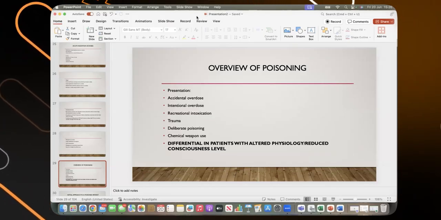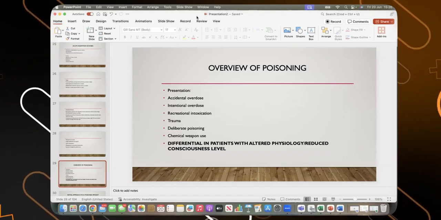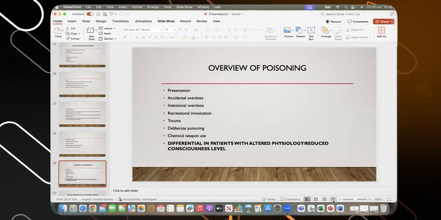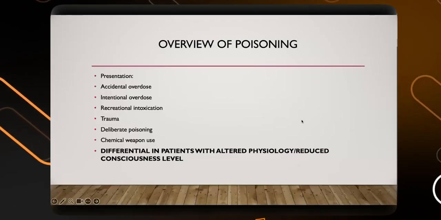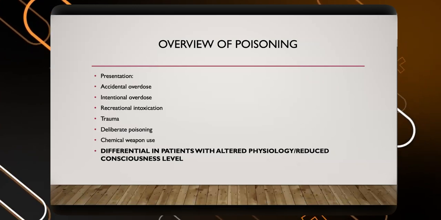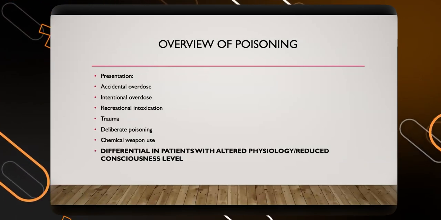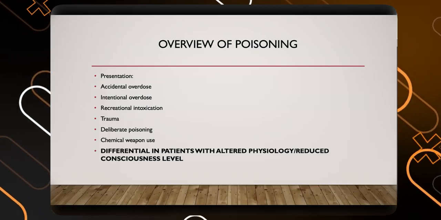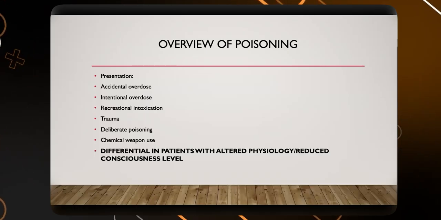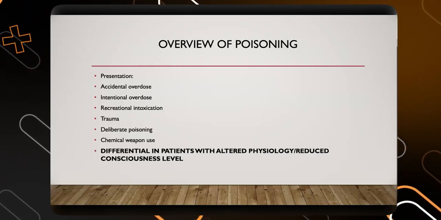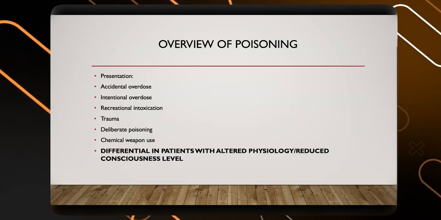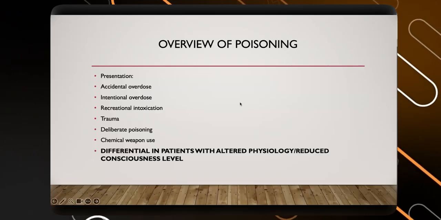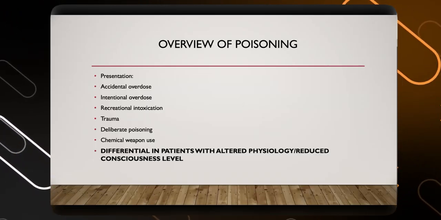Okay. So I'm moving on to poisoning or toxicology, which is quite a big topic, and I've tried to cover as much as I can in this. So how I'm going to discuss this topic is, overall overview of poisoning firstly, which is presentation, which is how do patients present with poisoning to the ICU, either as an accidental overdose or intentional overdose, recreational intoxication, or a patient of trauma who has been involved in poisoning as well, deliberate poisoning, and a chemical weapon of use.